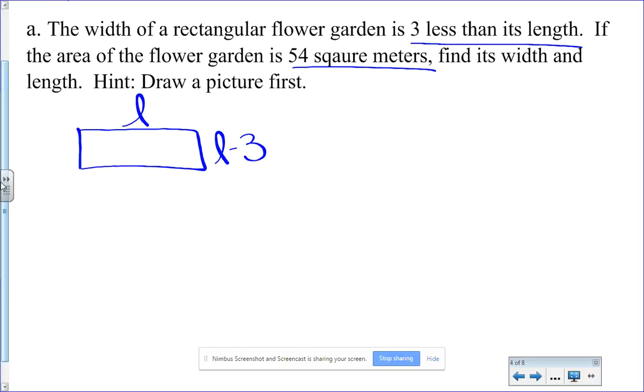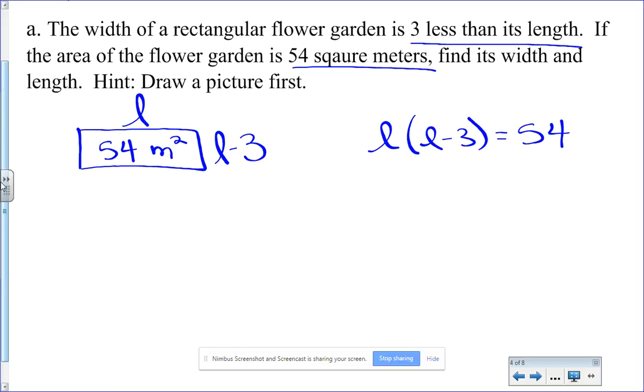The total area is 54 square meters. So to find the area of a rectangle, you're going to do length times width. That equals your area. So that's how I set up my equation. Length is L, width is L minus 3, and that equals 54.